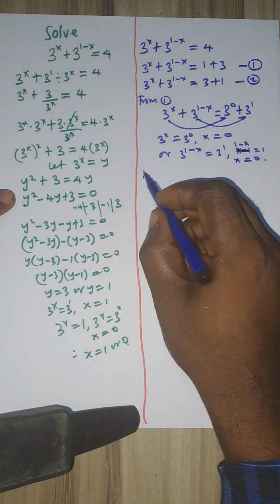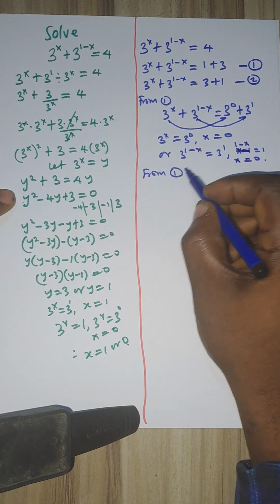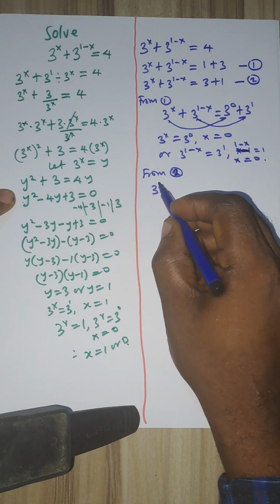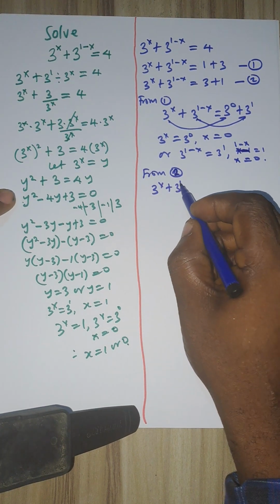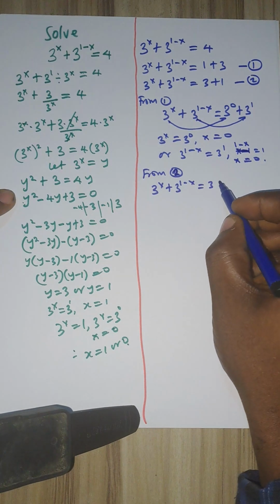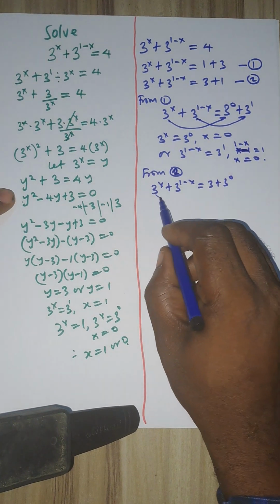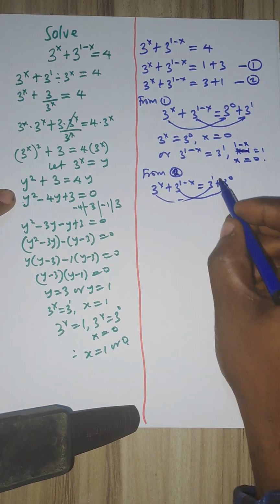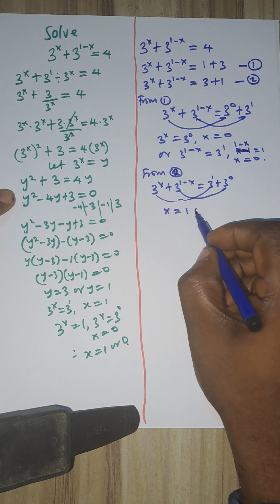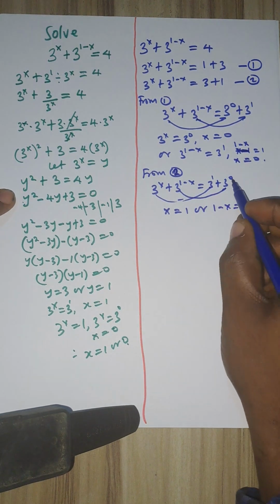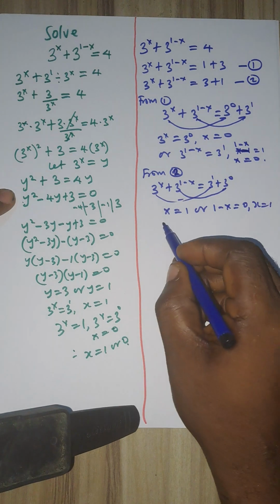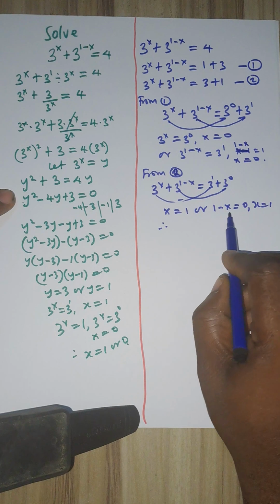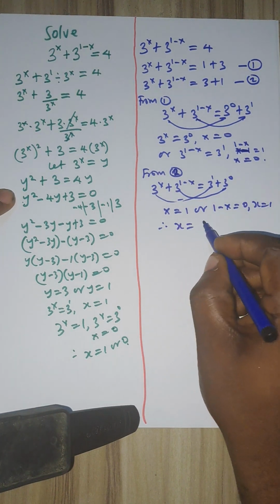Or from equation 2, 3 to the power of x plus 3 to the power of 1 minus x equals 3 plus 1, where 1 is 3 to the power of 0. This and this are equal, this and this are equal, so we equate their exponents. So x equals 1, or 1 minus x equals 0, so again x equals 1. Therefore, equation 1 has given us x equals 0, and equation 2 has given us x equals 1. So x equals 1 or 0.